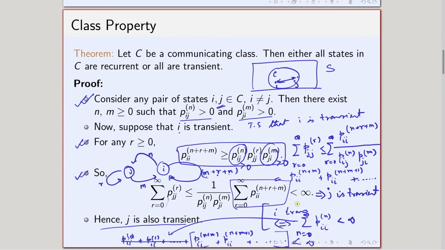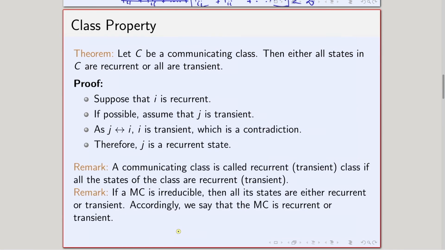Okay, the necessary and sufficient condition for transient we have used. So that means that on one side we have shown that if i is transient, j is also transient. Now I have to show the other one, that if i is recurrent, then j is also recurrent. So let us move to this one, and that proof is quite simple. Suppose that i is recurrent and we want to show that j is also recurrent.